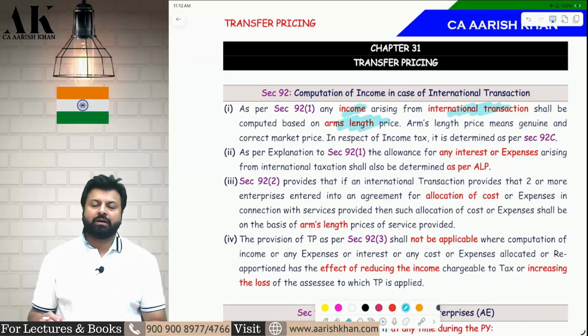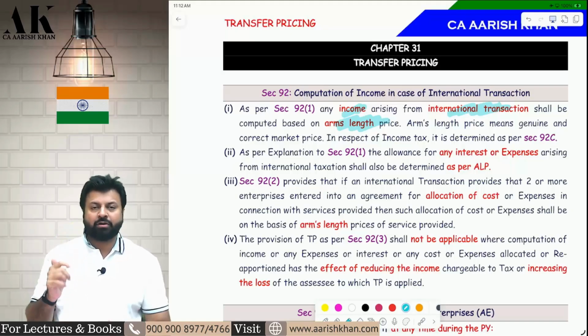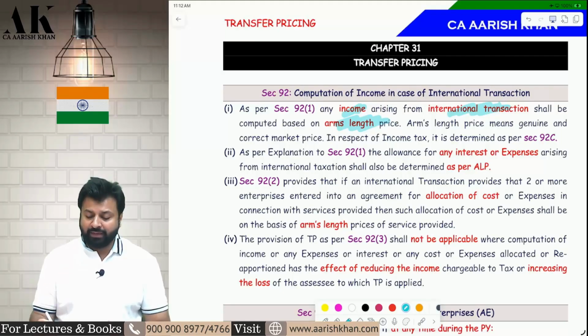What do you mean by the term income? Income may include sale also, income may include purchase also, income may include expense also, income may include interest also. All these things are income. Income can be impacted because of all these things: because of sale, because of purchase, because of expenses, because of interest expense also. So any income which is arising from international transaction.